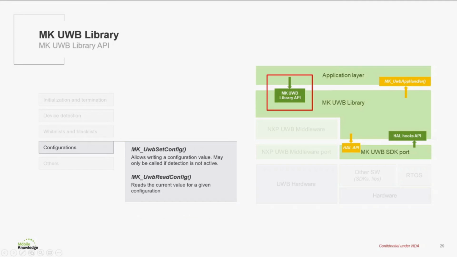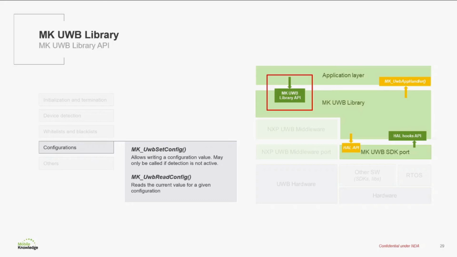The application can also update and read the value of some other configurations by calling MK UWB setConfig and MK UWB readConfig. This includes configurations such as the UWB channel that will be used for UWB sessions, the UWB ranging interval, and others. As these configurations have an impact on ultra-wideband sessions, they may be updated only when detection is not active. The light version of the library may restrict the access to some of these configurations. Please check the SDK documentation in case of doubt.